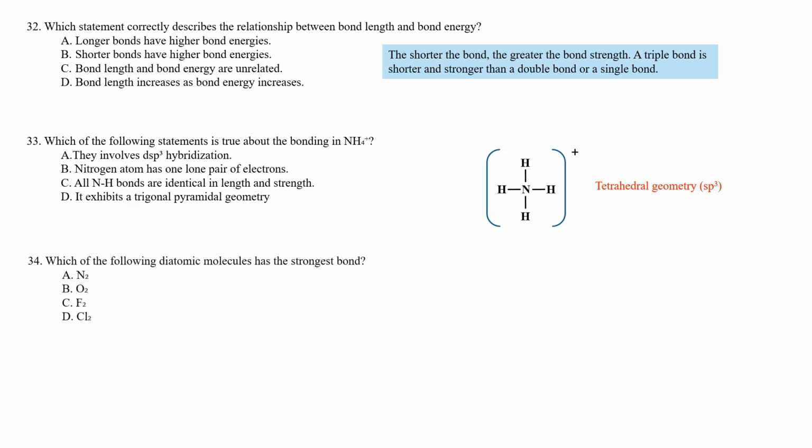Which of the following diatomic molecules has the strongest bond? Nitrogen, nitrogen, triple bond. Oxygen, oxygen diatomic molecule, double bond. And fluorine and chlorine form single bonds. The same concept we applied for question number 32. Stronger the bond, shorter the bond. Nitrogen, nitrogen, triple bond is the strongest bond, but it is the shortest bond.